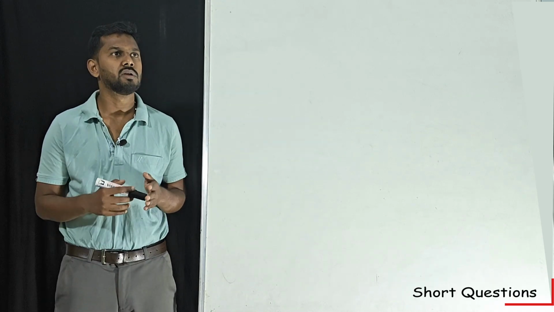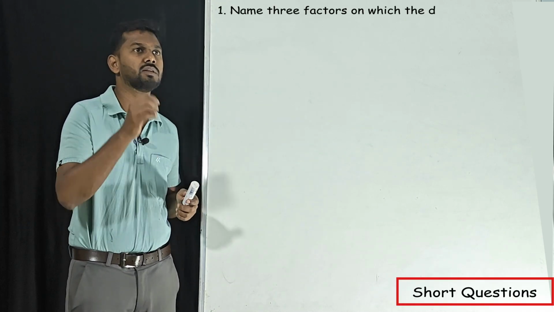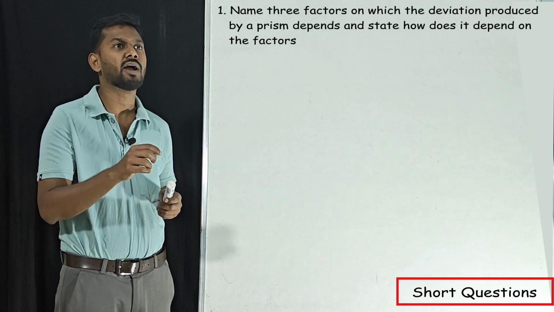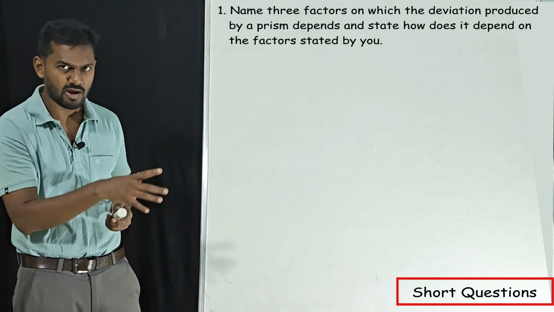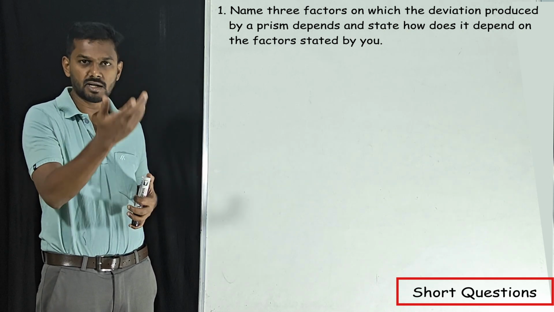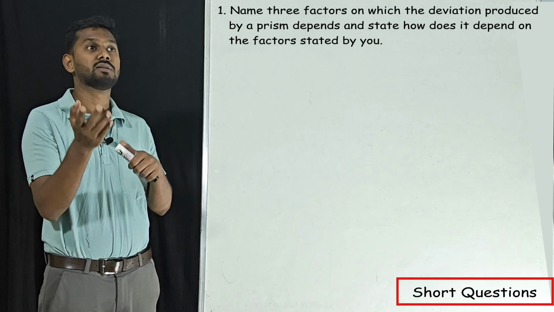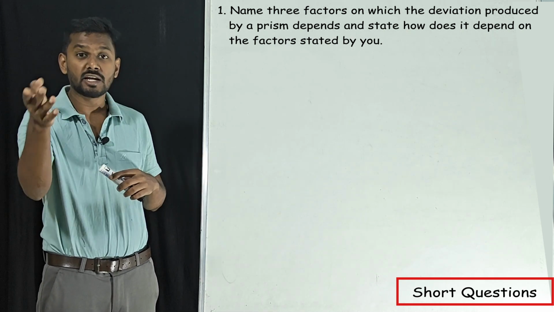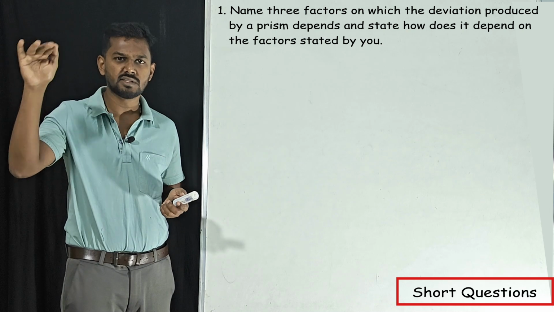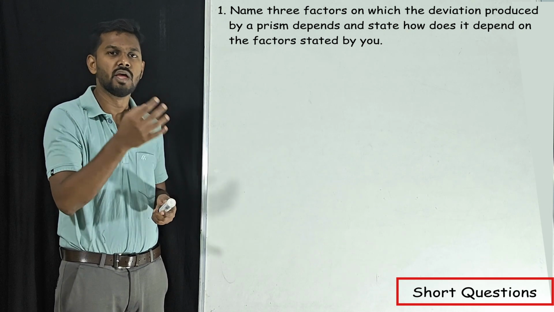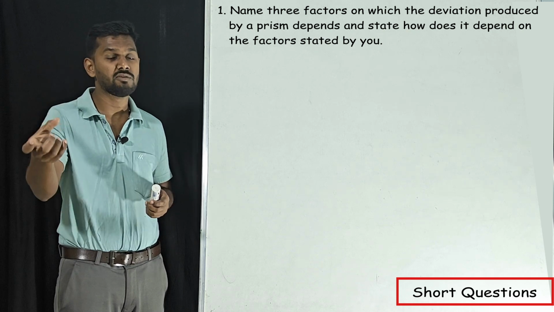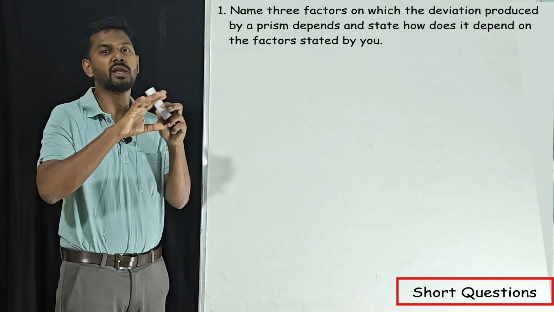Our next question: name the 3 factors on which the deviation produced by a prism depends, and state how it depends on the factors stated by you. First we have to state the factors which affect the deviation. Then we have to tell whether it is directly proportional or inversely proportional. You can also say that if this increases, that decreases. But the words directly proportional and inversely proportional are enough to explain everything.